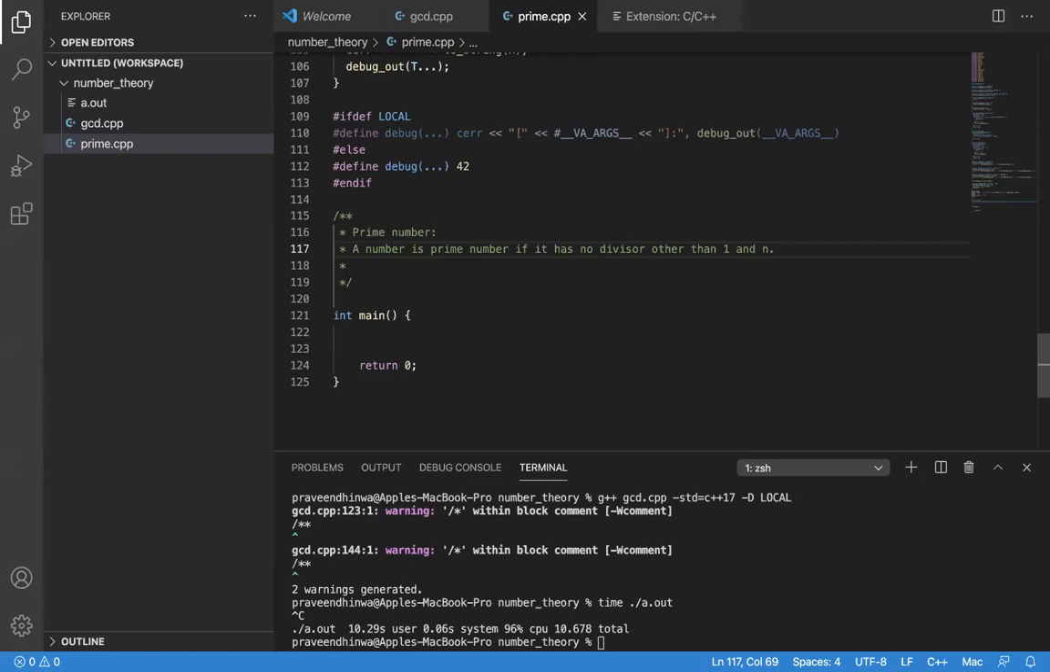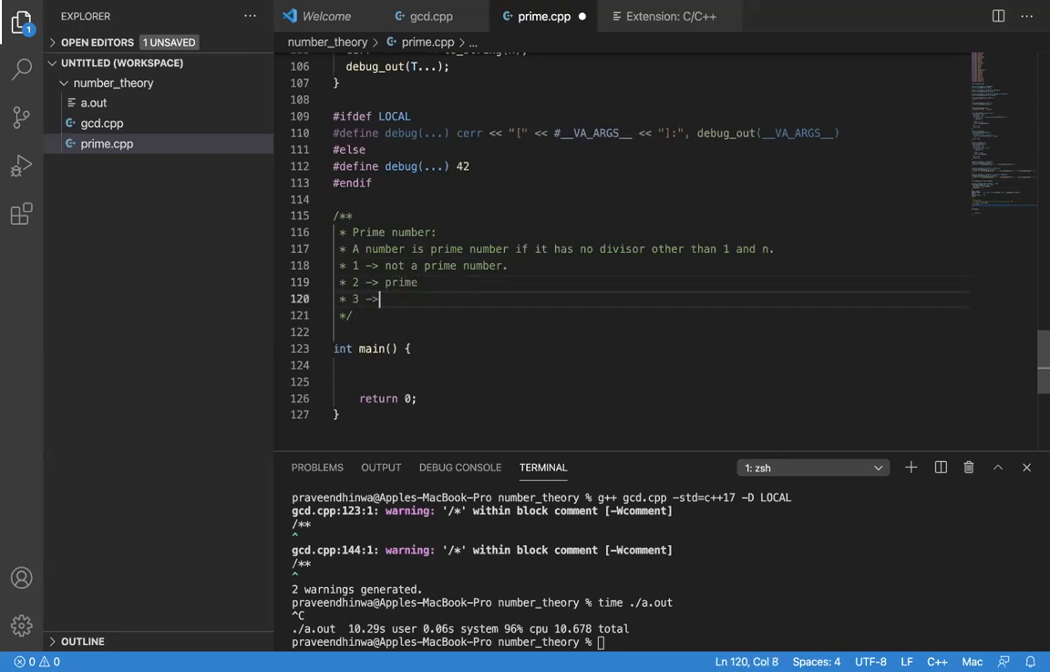This is a slightly tricky definition, but a number is a prime number if it does not have any divisor other than 1 and n. So number 1 is not a prime number, which is kind of an exception to this definition. You can adjust the definition so that 1 is not a prime number. But you can see that 2 is a prime number. 2 doesn't have any divisor other than 1 and 2.